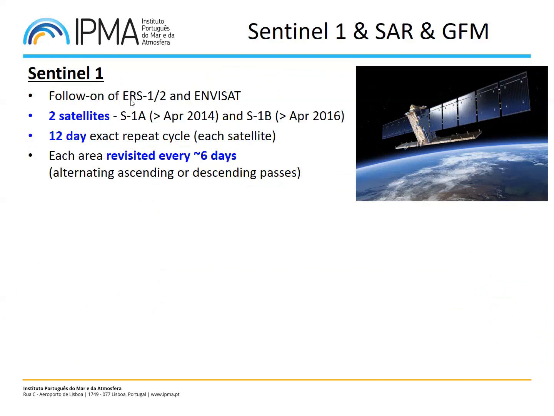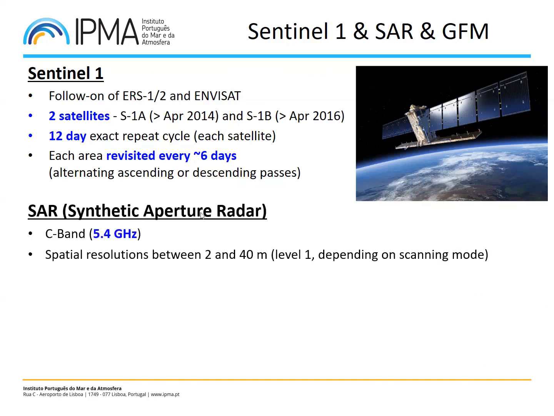Sentinel-1 is a follow-on from the European Research Satellite 1 and 2 and the Environmental Satellite. In fact, this is a combination of 2 satellites. One was launched in 2014 and the other in 2016. And each satellite has a 12-day exact repeat cycle, so every area is revisited around every 6 days. Of course, this depends on latitude. But there are alternating ascending and descending passes in the area. So this is the satellite, Sentinel-1, and the sensor is the synthetic aperture radar, SAR.